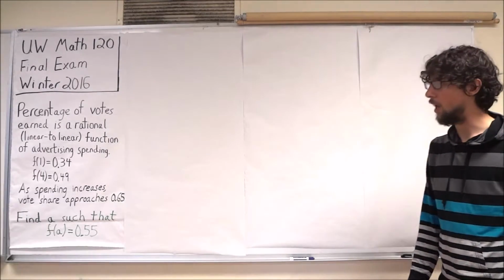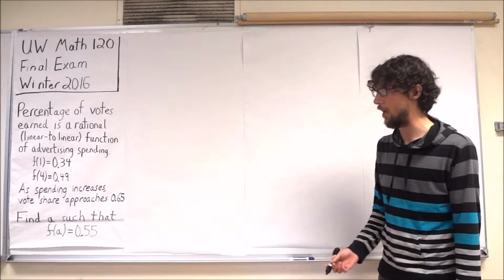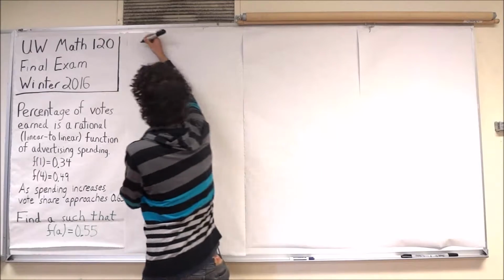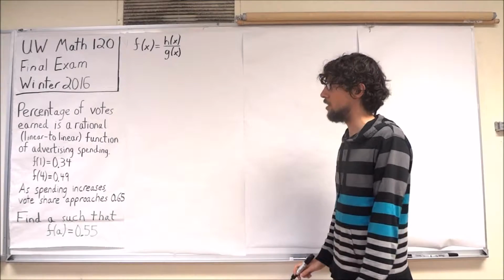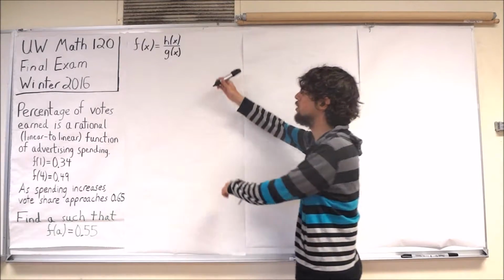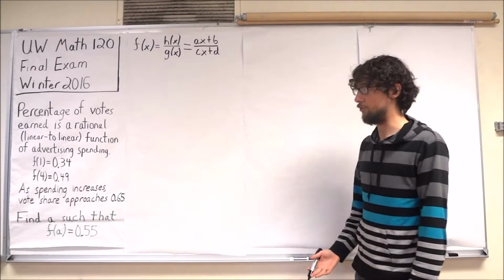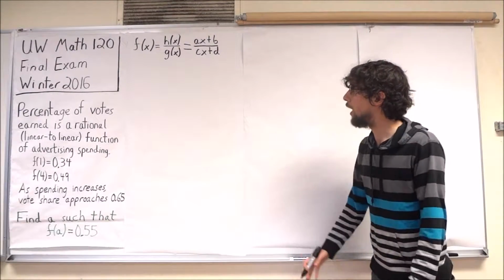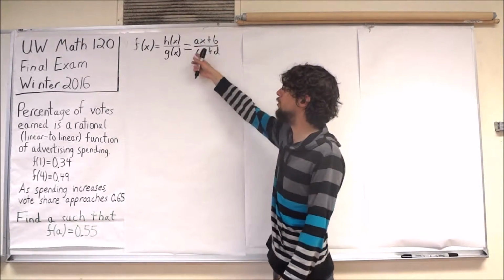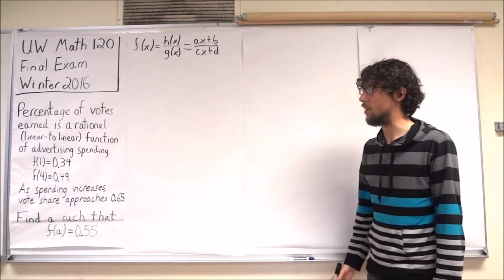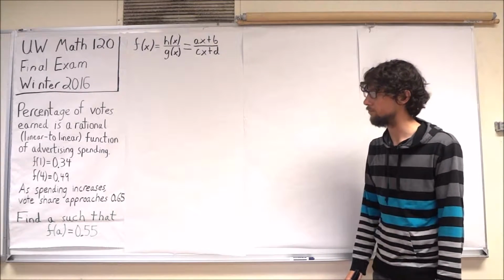Okay, let's dive in. We're asked to model a rational function, in particular a linear to linear rational function. A rational function is simply a ratio of functions, and a linear to linear rational function is a ratio of linear functions. So initially, when we're trying to model a rational function, we're looking for 4 coefficients, a, b, c, and d, to make sense of our linear function in the numerator and our linear function in the denominator.